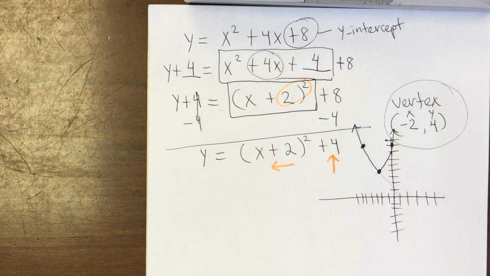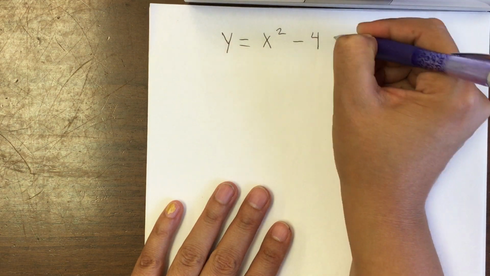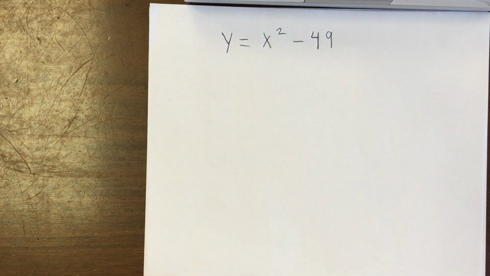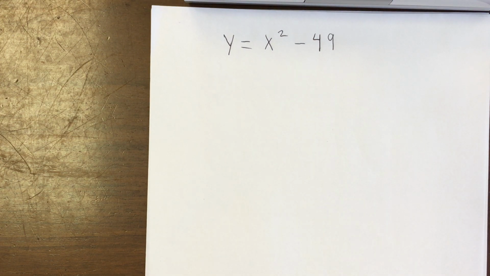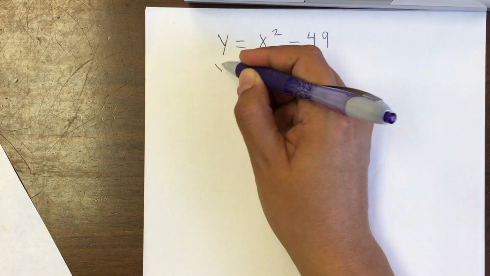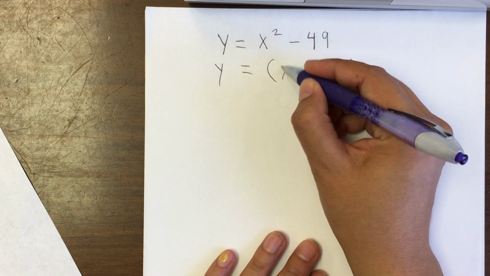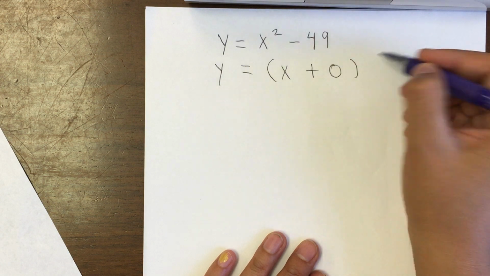Okay, I think I have one more example. Okay, let's see. Y equals x squared minus 49. In this case, as you can see, it's one of those special cases where we don't have a middle term, so that means that my b is 0. So it's going to be +0, basically, right?